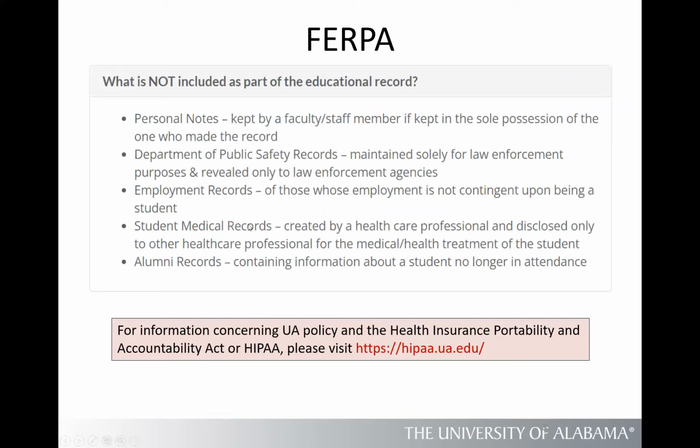Now, what isn't considered part of the educational record? Personal notes, and these usually apply to advisors. Advisors have their own advising notes. Those generally aren't considered part of the educational record. Department of Public Safety records are maintained solely for law enforcement purposes and revealed only to law enforcement agencies. Employment records, of course, are not contingent upon being a student, so this doesn't cover student employment. Student medical records and alumni records are also excluded.